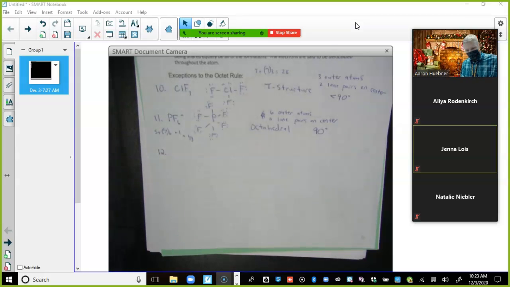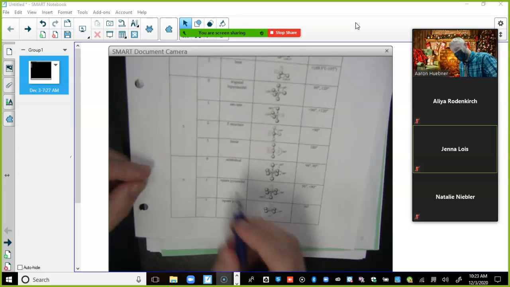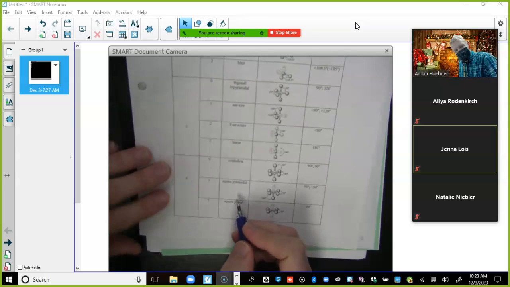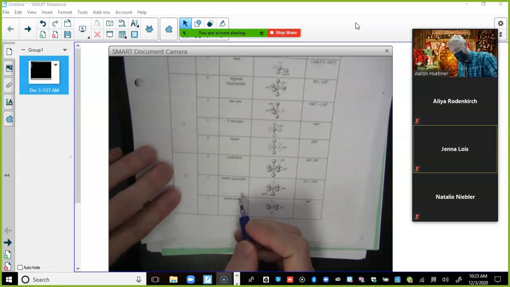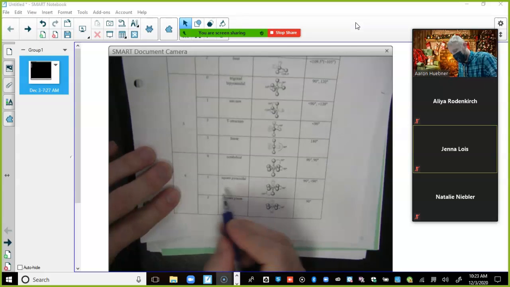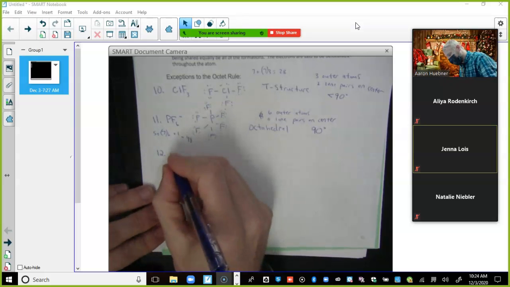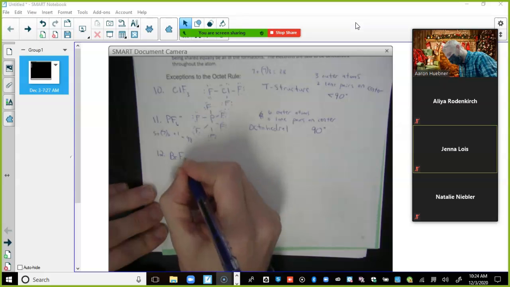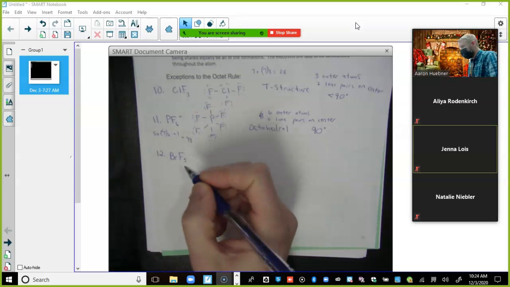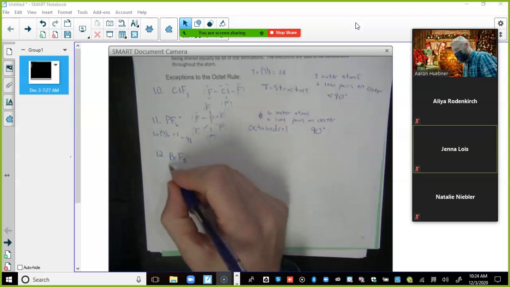Alright, let's do, we got 2 more, square pyramidal. Looks like, yeah, let's go for it. Square pyramidal. BrF5. And again, Br is going to be the center atom.